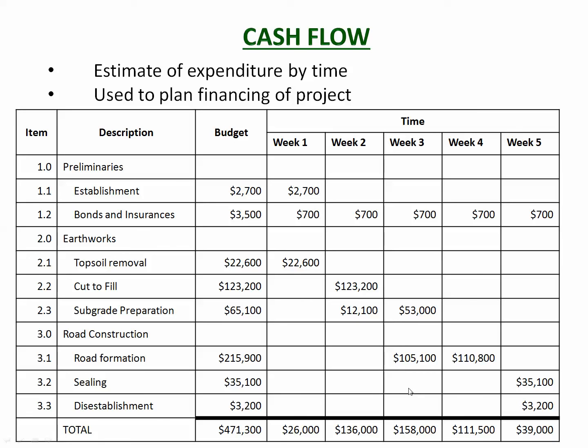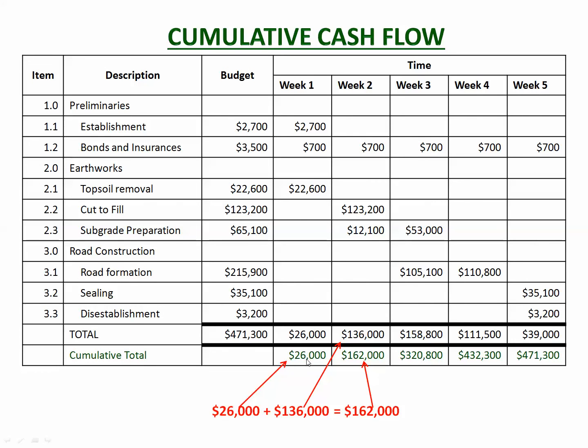And what that tells you is when you need the money, because these costs are money that you have to pay out of your bank account, and you need to make sure that your bank account has that money in it. So this tells you, in week 2 I need $136,000 to be able to cover the expenses in week 2. Now that's quite a useful way of doing it, but another way of looking at it is cumulative.